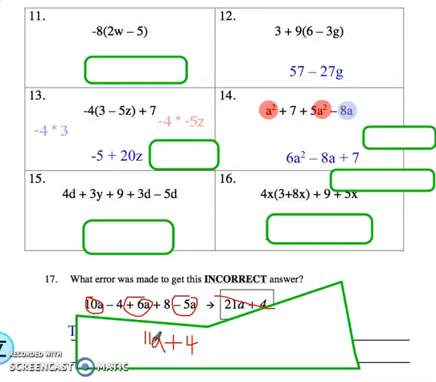I wonder if they put 10 and 6 together and got 11, and then added the 5 to it. That's what I think they did wrong. So I circle my answer, and I would say something like, they did not move the negative sign with the 5A.